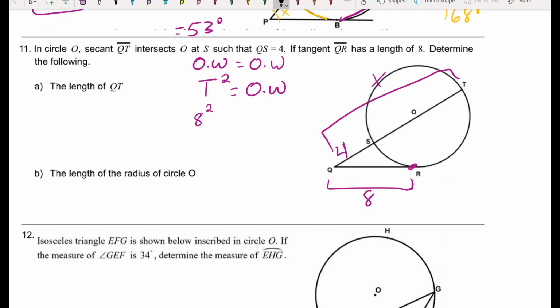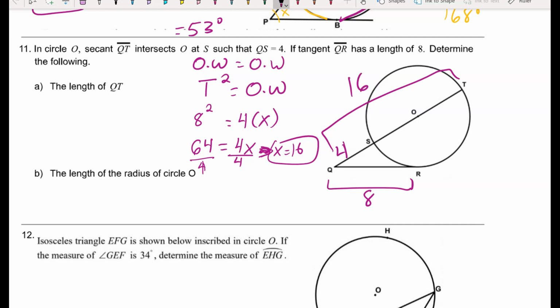Remember, a tangent only intersects a circle once. Equals my outside piece, QS is 4, times my whole length. That's what I'm looking for. That's QT. So 8 squared is 64. And to undo that 4, I can divide it out to find that the length of QT is just x equals 16.